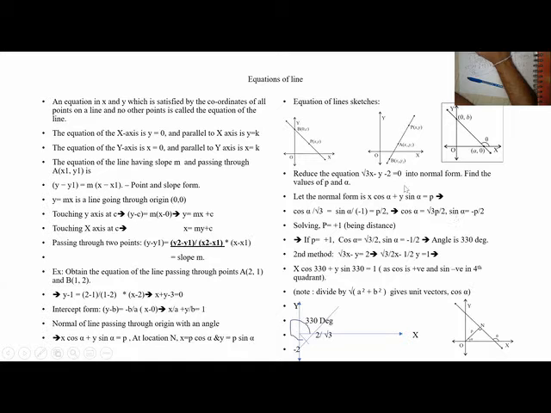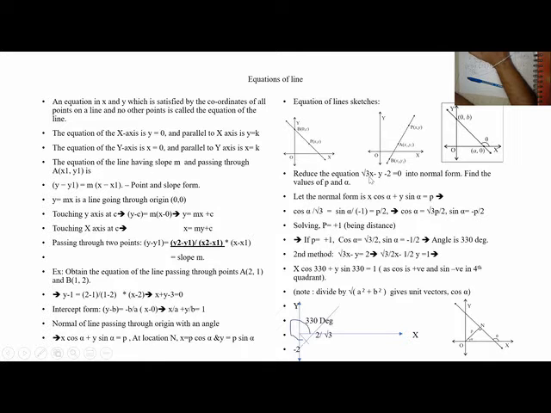So what is the second method? Same problem. I divide it, converting into x by a plus y by b. So root 3 by 2 into x minus 1 by 2 into y is equal to 1. So this is x by a plus y by b is equal to 1 form. So this can be x cos 30 plus y sin 330 is equal to 1, as cos is positive. So one more way is you divide by root of a square plus b square. Root of a square plus b square. What is a here?